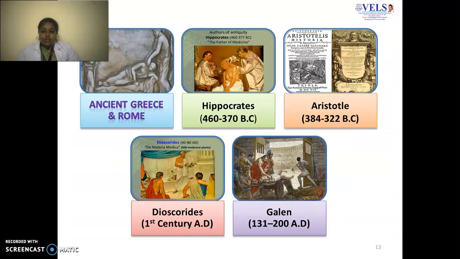And next we go on to the tremendous contributions by several scientists belonging to ancient Greece and Rome. To mention a few, Hippocrates, who is called the father of medicine, in the period 460 to 370 BC, Aristotle during the period 384 to 322 BC, Dioscorides in the 1st century AD, and Galen 131 to 200 AD, who have made tremendous contributions in pharmacognosy.